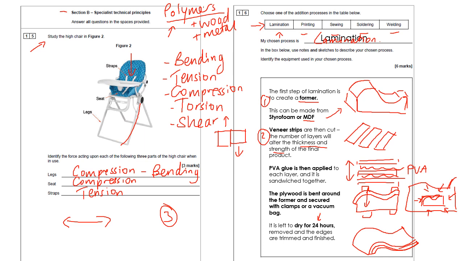So watch out for this. Lamination, you can talk about laminating paper and card, but you'd probably struggle to get the full 6 marks. So lamination of woods and plywood is a good way to go if that does come up.